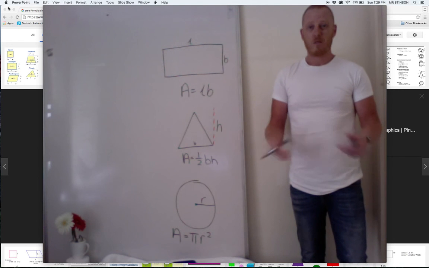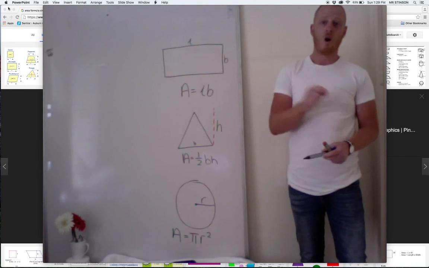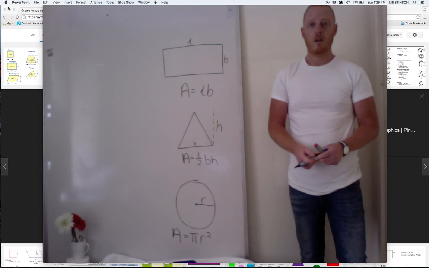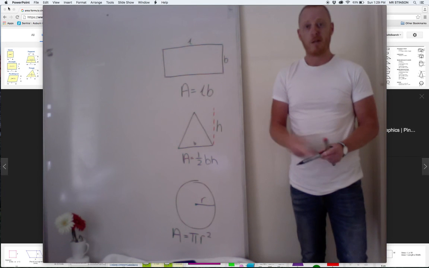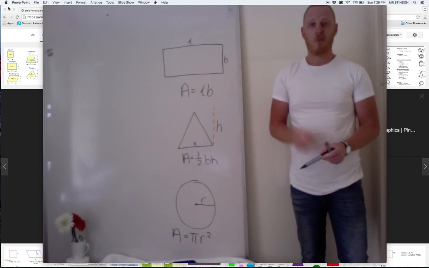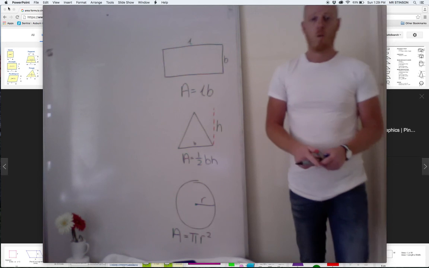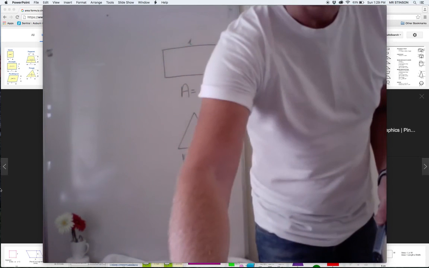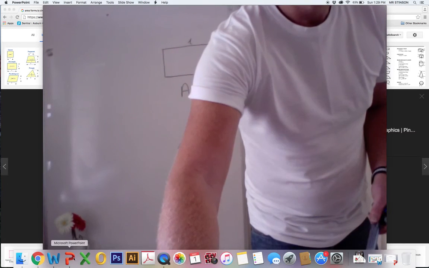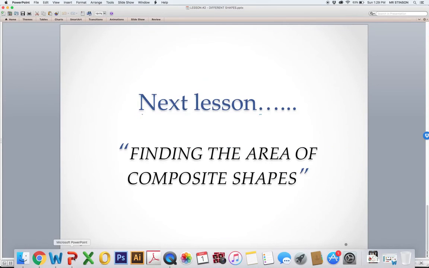So that covers this lesson. We're going to do a whole heap in class tomorrow. I hope you've enjoyed the lesson so far. I'm glad you got to meet Howard. I'll bring him along each time. So what are we doing next lesson? Let's have a quick look. Next lesson, we're going to look at finding the area of composite shapes.